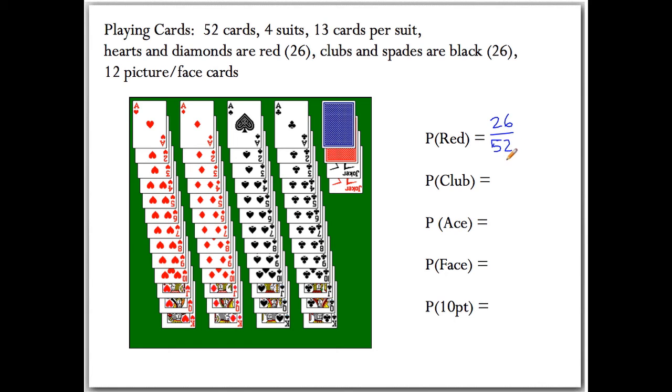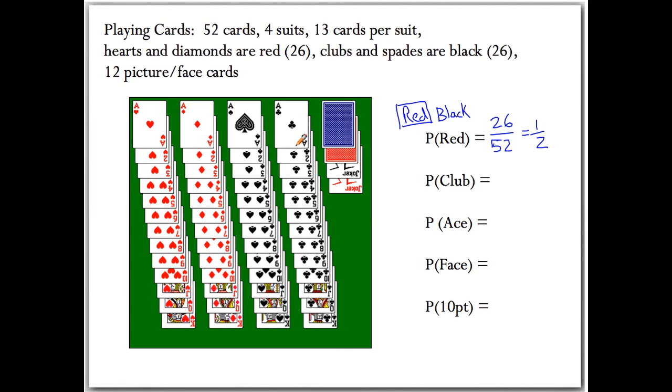So that's one way of thinking about it. Another way of thinking is that there are an equal number of red cards and an equal number of black cards. So if we want to choose red, well, that's 1 out of the 2 colors, which is also 1/2. Okay, what's the probability of pulling a club?